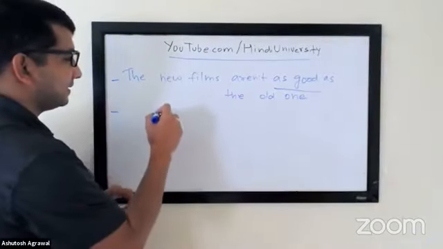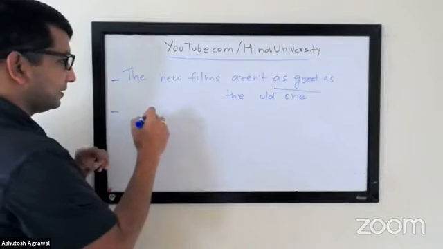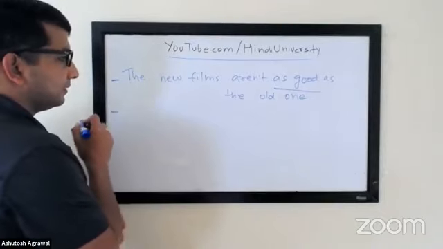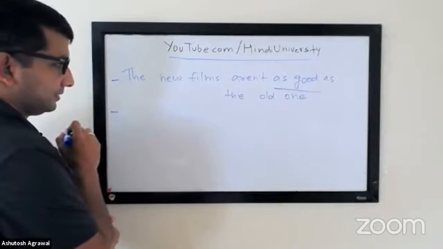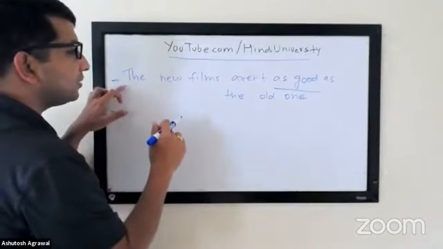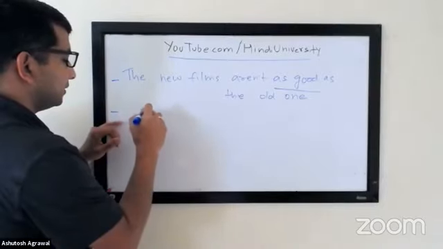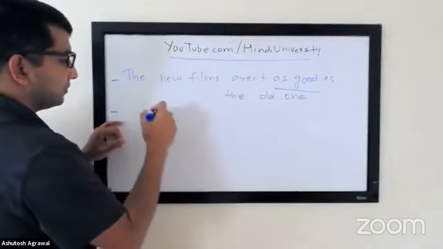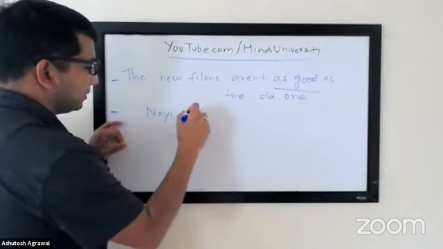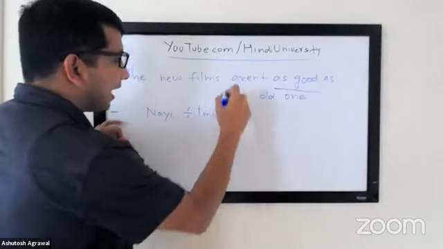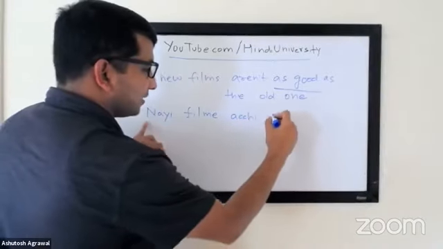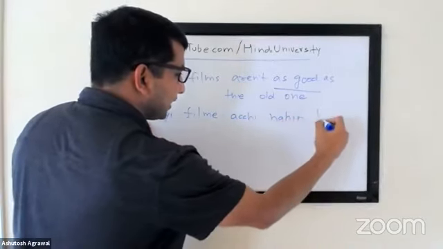New films जितना बहुत अच्छा उतना old films है. Okay, so let's try to say separately. How will you say the new films aren't good? The new films are not good. New films जितना बहुत अच्छा है. Okay, are not good. नई फिल्में अच्छी नहीं है. Very good, right? नई फिल्में अच्छी नहीं है.